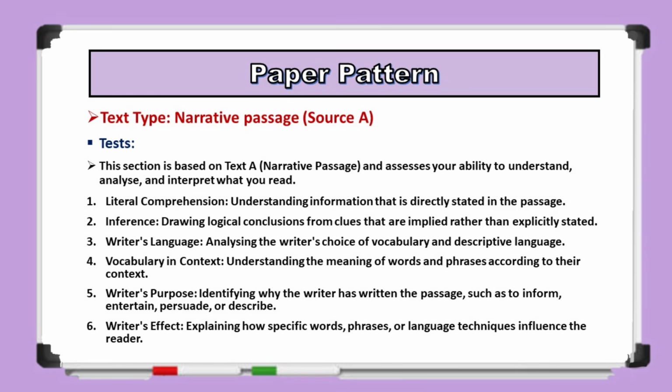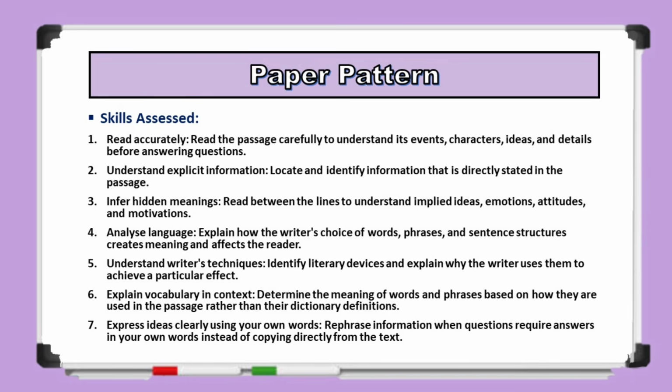You should understand whether the writer wants to inform, describe, entertain, or persuade the reader. Finally, you must explain the writer's effect, showing how particular words, phrases, and language techniques influence the reader. To perform well in Section A, there are several important skills you should develop.